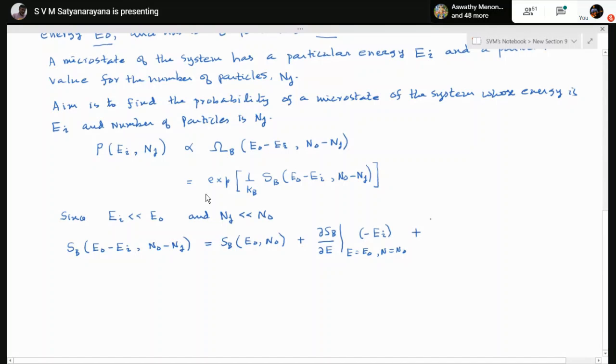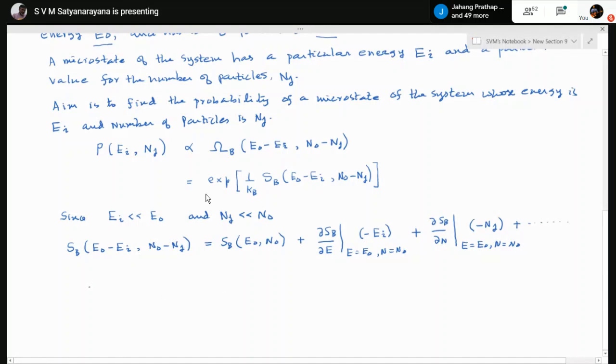plus, now we have two variables, so this is the partial derivative of S_B with respect to N, evaluated at E equal to E0 and N equal to N0, into minus Nj, plus you have other higher order terms. I can neglect these higher order terms because Ei and Nj are very small compared to E0 and N0.